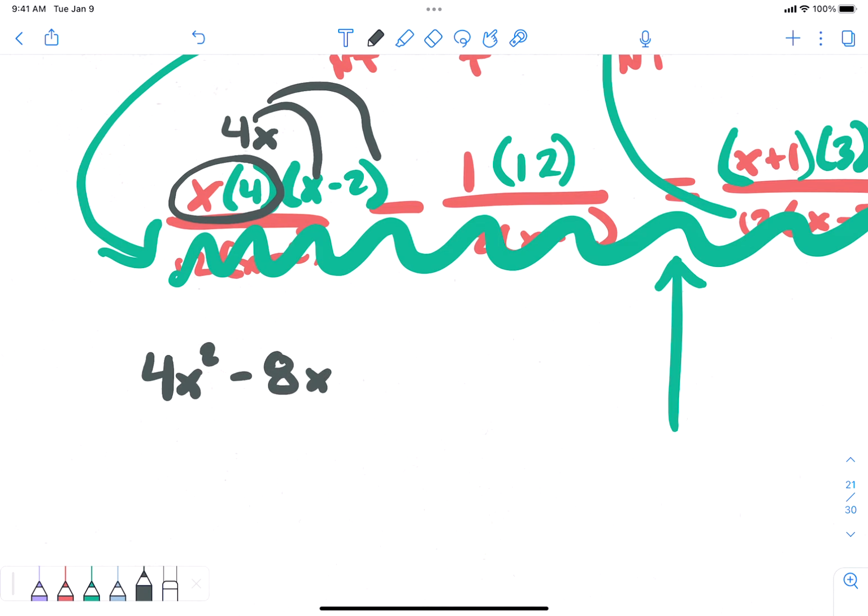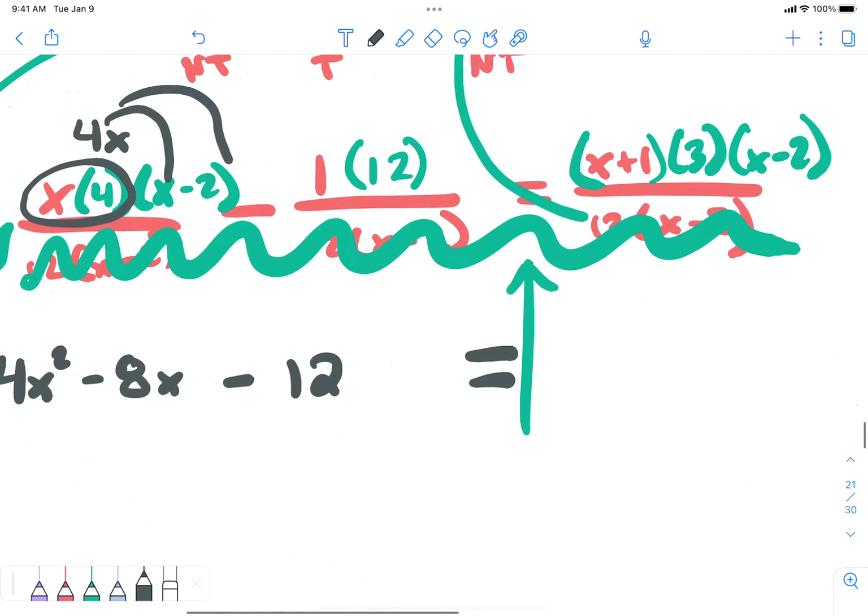Okay, 4x squared minus 8x. And then what? You have to distribute the negative to the next one. Yep, so that is negative 12. Okay, equals, all right, here we go.